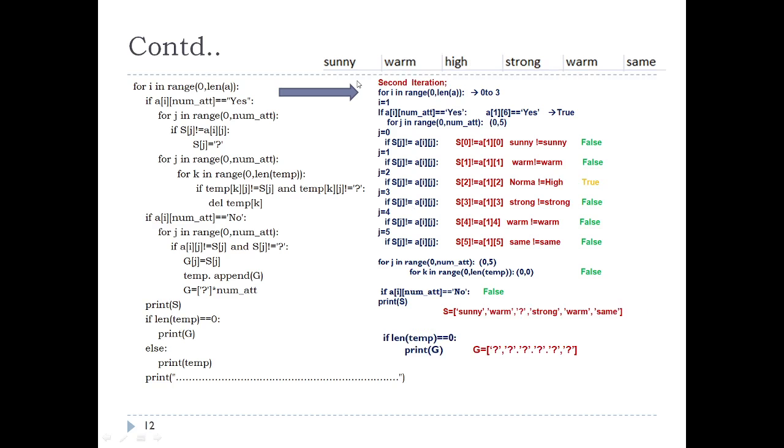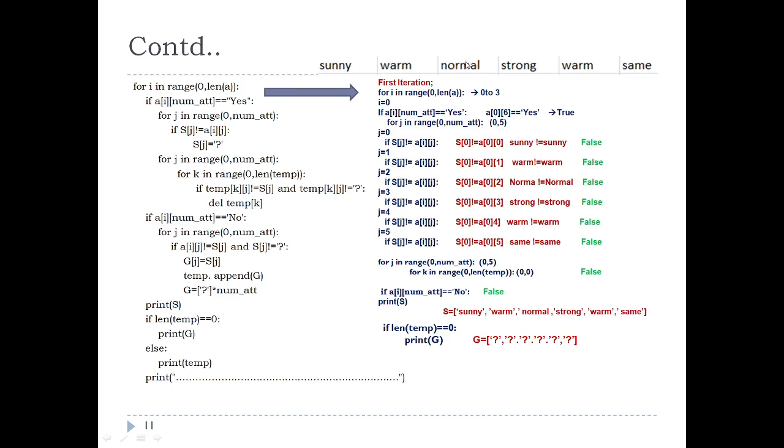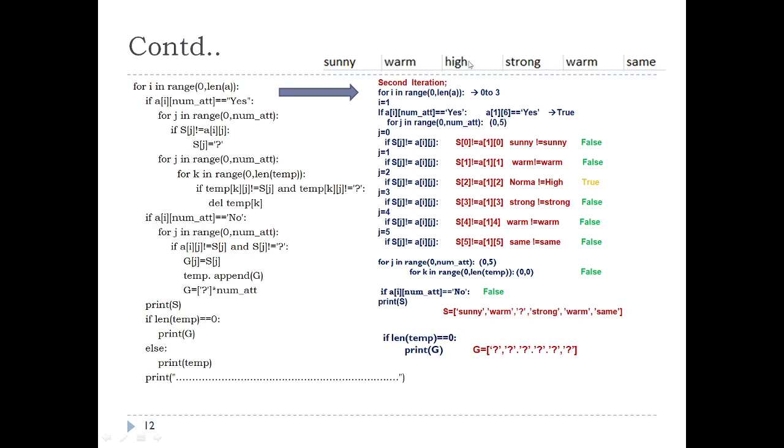Next we will go to the second iteration with the second training example. So this is the second training example. We need to compare this with the specific hypothesis from the first training example. Now here in the third value there is a difference. In the first training example the third value is normal, but here the third value is high. So there is a change in this particular condition where normal is not equal to high. So that is true. If it is true, what happens? S of j becomes a question mark.